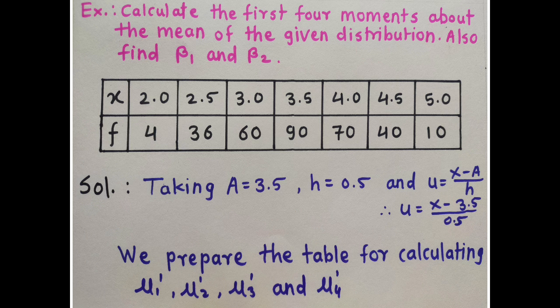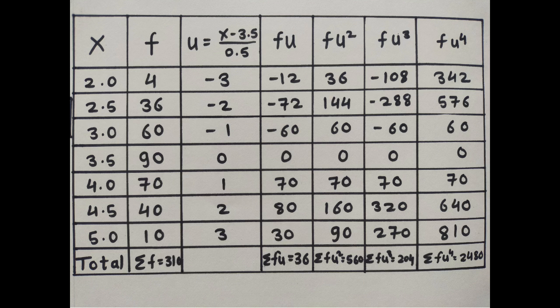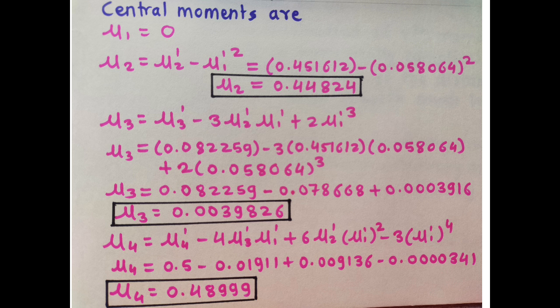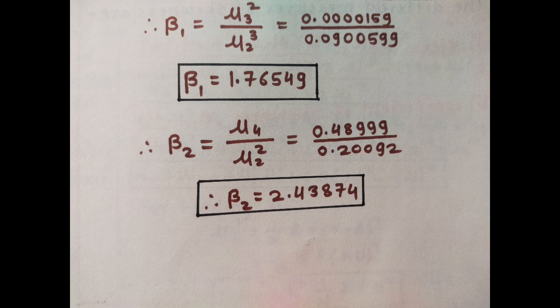For finding these values, we prepare the table, and by using the formula we can find mu1 dash, mu2 dash, mu3 dash and mu4 dash. By using the relationships we find the mu2, mu3 and mu4 values, and by putting these in the beta 1 relationship, the coefficient of skewness, we get beta 1 is equal to 1.76549. If we put the central moment values in the beta 2 relation, then we get the coefficient of kurtosis beta 2 is equal to 2.43874.